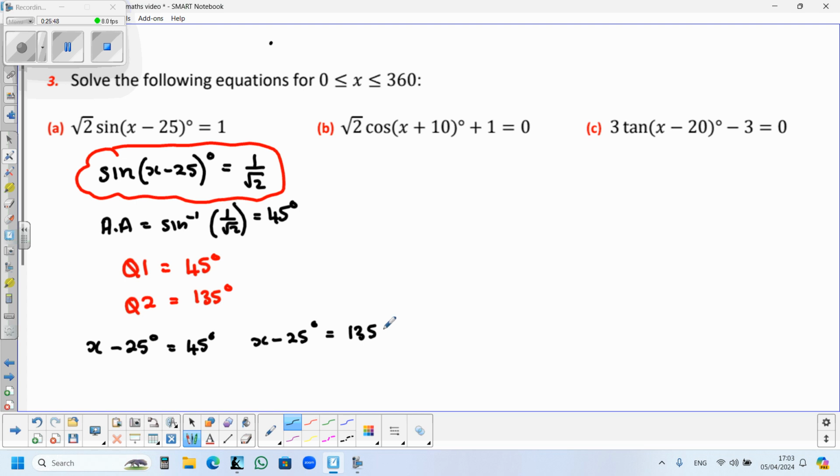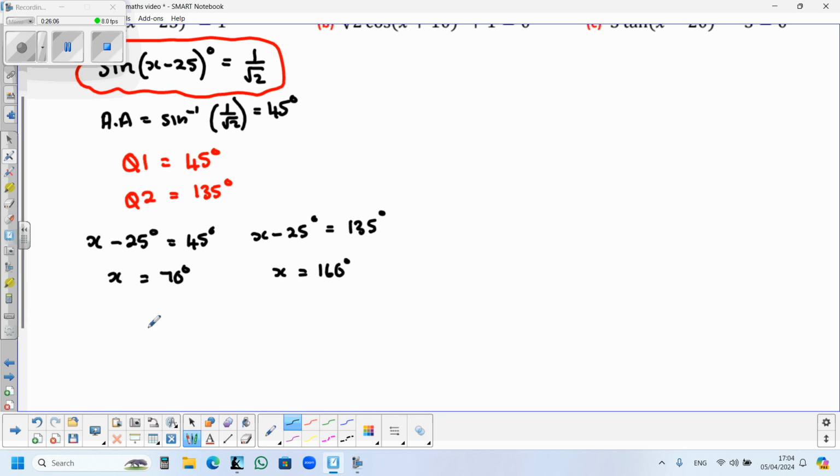And then we've got a wee simple equation to solve. Add on 25 to each side. So adding 25 onto that gives me 70 degrees. Adding 25 onto that side gives me 160 degrees. It was only a 1x. I expect two answers. I've got my two answers. So x is equal to 70 degrees, or x is equal to 160 degrees.